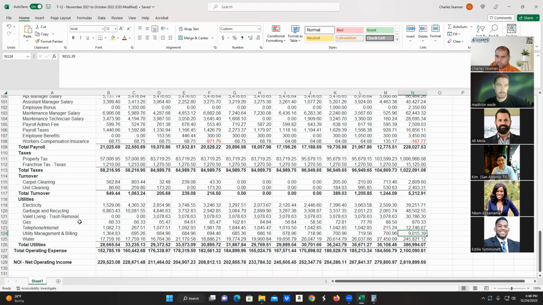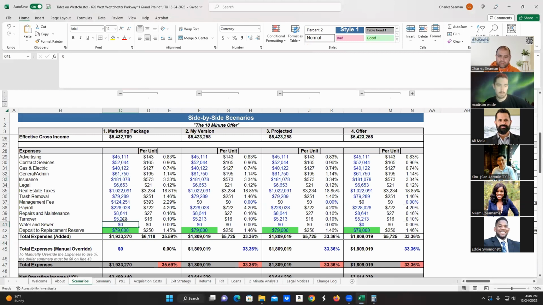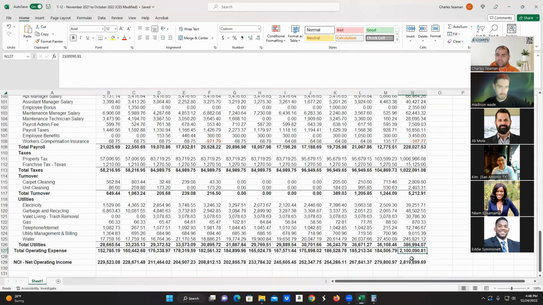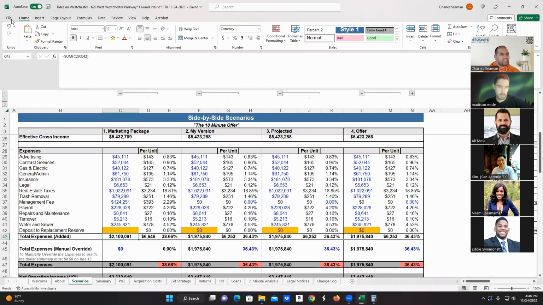Oh, and then, excuse me, the water bill, that's going to go in its own section, 245,821.12. Okay, so similar to the income, we want to make sure our expenses prove out. So here we're at 2,100,091. And here we're at the same thing. So we prove out, we're in good shape. So for now, we're done with the T12, and now we're going to take a peek at the OM.